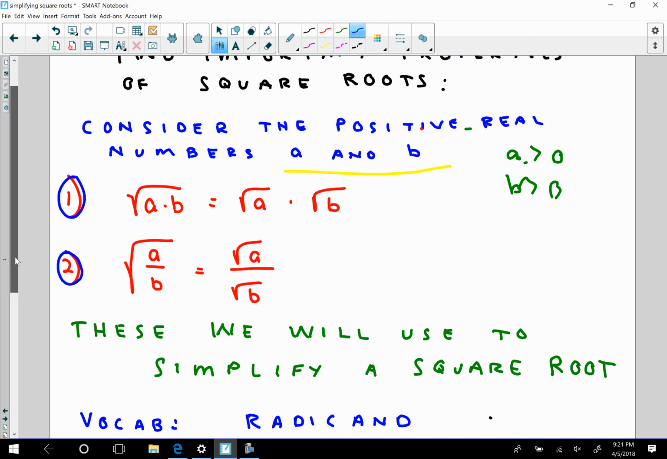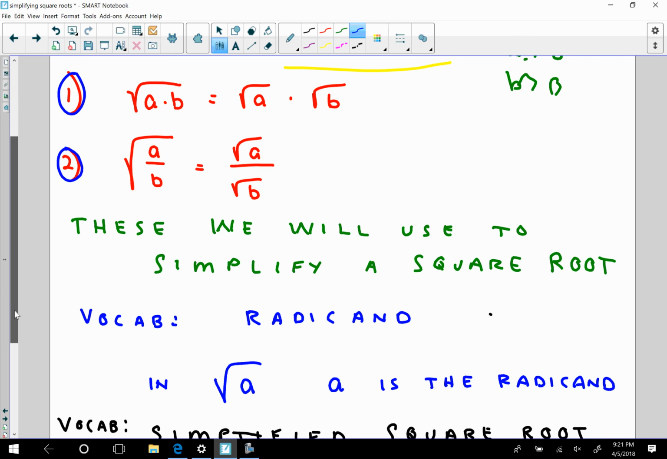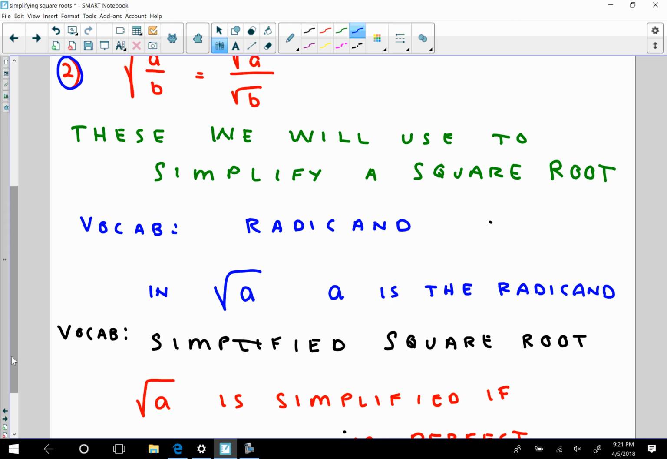So let's do an example of how we are going to use this. Well, before we do an example, we better review a couple vocabulary words. The radicand. The radicand in this square root expression here is a. A is always positive, but a is called the radicand. I will use this vocabulary word in this video.